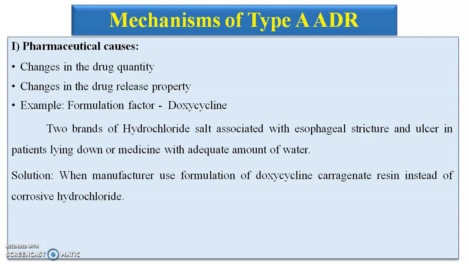For example, in case of formulation factor of doxycycline, this doxycycline will be available in two different brands. One brand with hydrochloride salts, which is usually associated with esophageal stricture and ulcers, in those who are lying down, or who take a particular drug without an adequate amount of water. So during this condition, the pharmaceutical cause is very high. They have a higher chance of having ulcer. So during this condition, the manufacturer must use doxycycline carrageenate resin instead of corrosive hydrochloride. By this, he can try to minimize the adverse reaction by type A reactions.